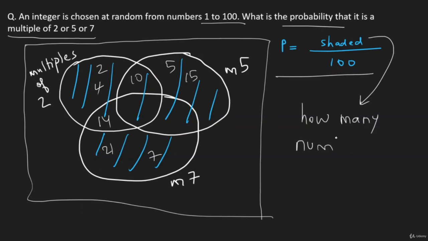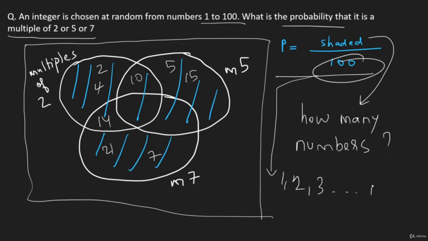And we know the total possible outcomes are 100, right? Which is 1, 2, 3, etc. up to 100. So any of these 100 possibilities can occur. So the total possibilities are 100. All right, let's move ahead and try to find how many numbers are there in this shaded region.